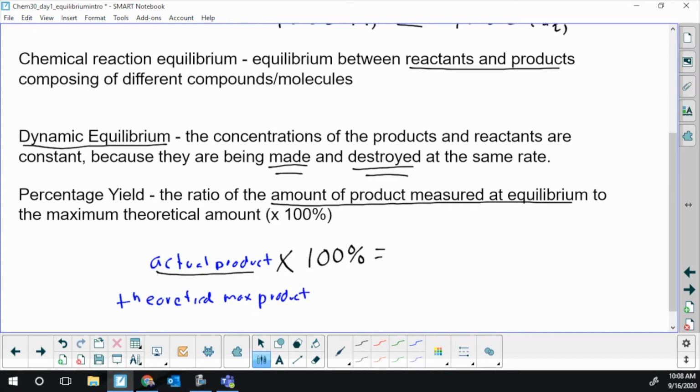We're going to do some calculations on the next slide. So this is a hypothetical, if the reaction was 100%. We're going to look at 3 case studies on the next slide and do the percentage yield for each of those 3 case studies and see how the percentage yield varies.